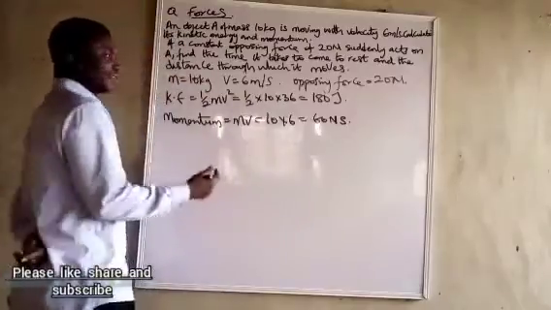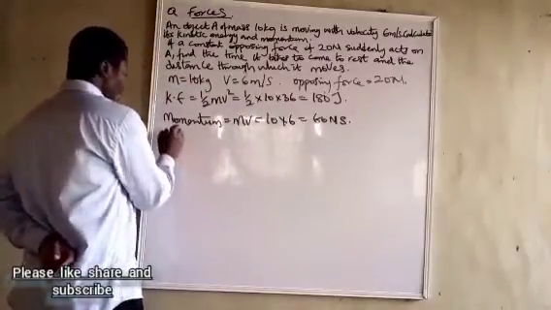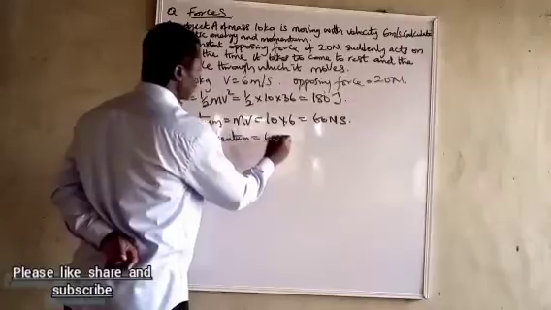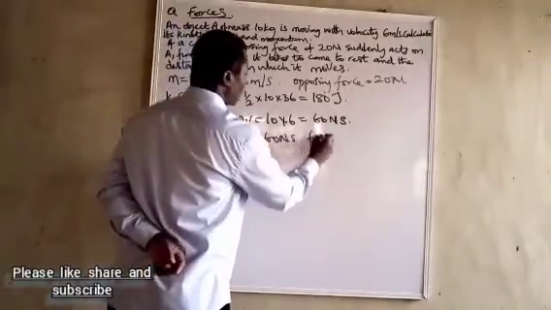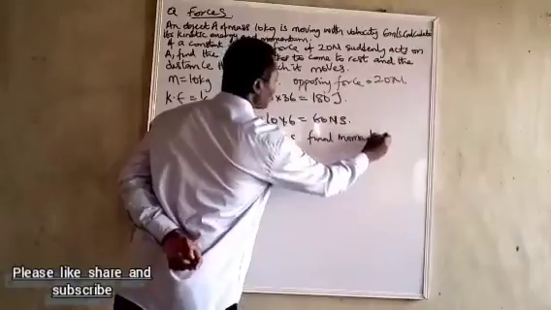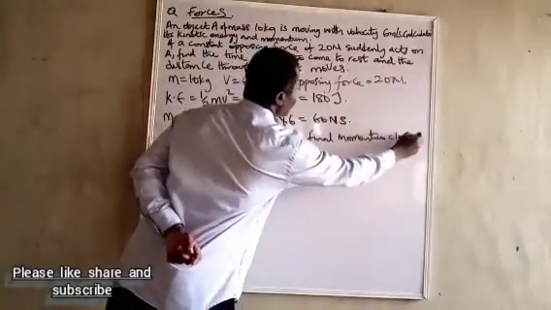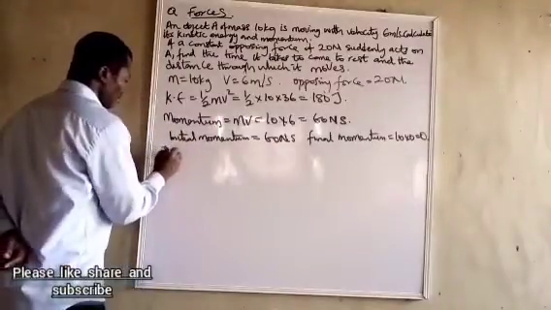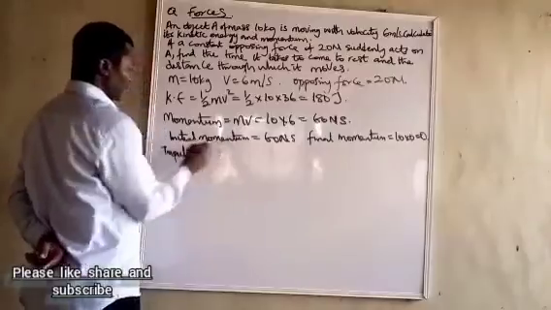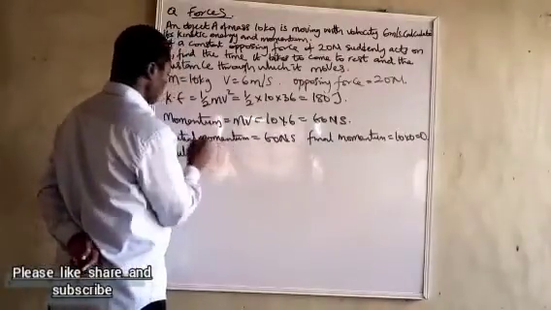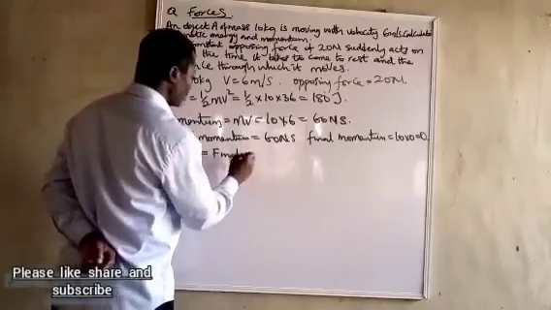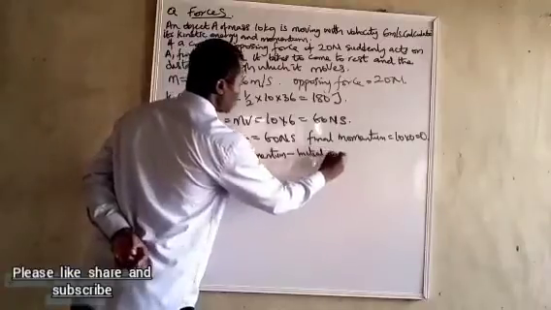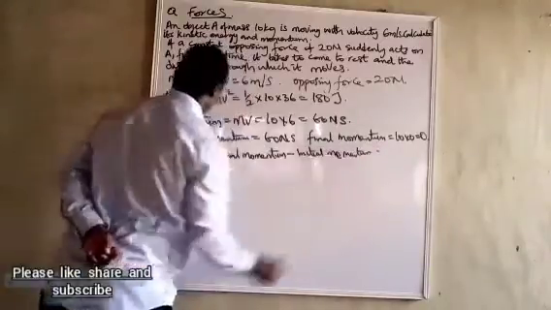So, what does that mean? It means that our initial momentum, we are given, is equal to 60. Final momentum, from what they have told us, is equal to 10 times 0, which is 0. And impulse is equal to final momentum minus initial momentum.